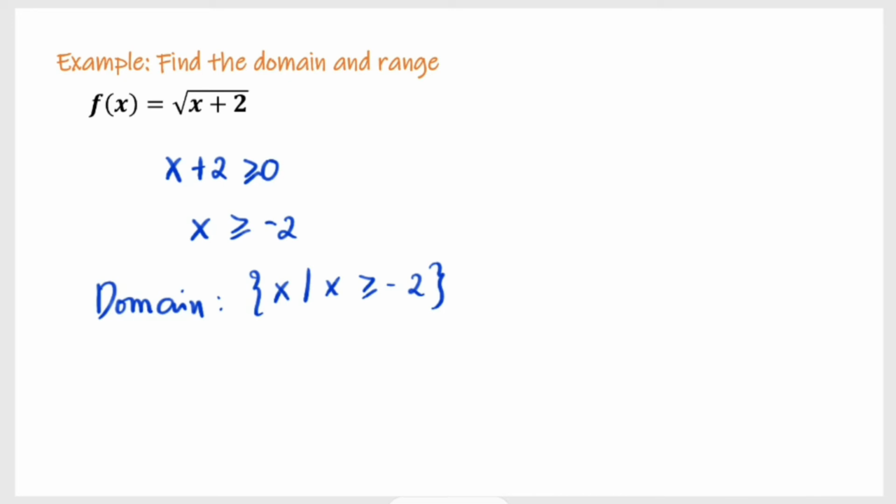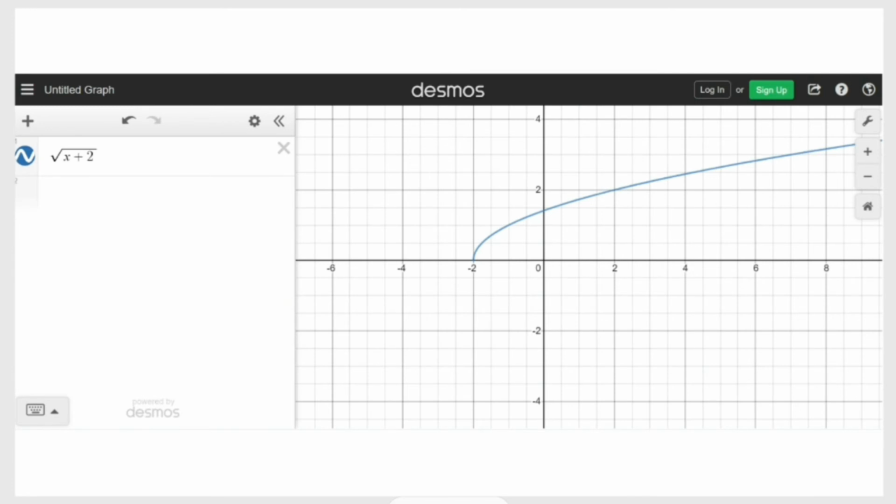Since negative 2 is the smallest possible value of x, our range would be all values of y such that y is greater than or equal to 0. Let's check the graph to verify our answer.